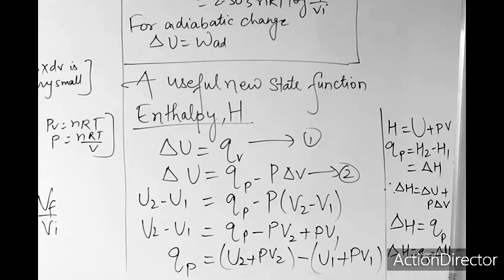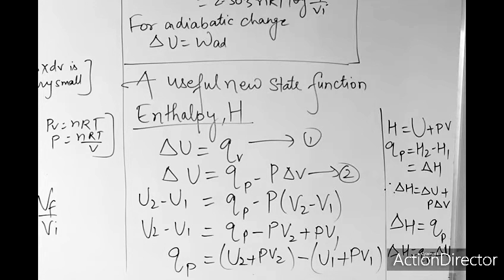Instead of QP, you can write H2 minus H1, that is delta H. Although Q is a path dependent function, H is a state function because it depends upon the internal energy, pressure and volume, all of which are state functions. Therefore, delta H is independent of path. Hence, QP is also independent of path.